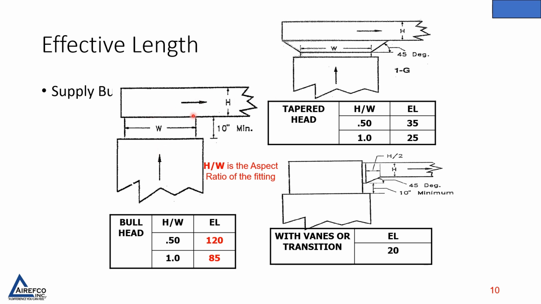A fitting like this at a 0.5 static pressure gives you 120 equivalent length to that system. If you taper it, just do a 45-degree on the transition, at a 0.5, it drops that 120 equivalent length to 35 feet. And if you put vanes or a different type of transition in it, you can drop it further to 20 equivalent feet. Which one would you want to have on your job?